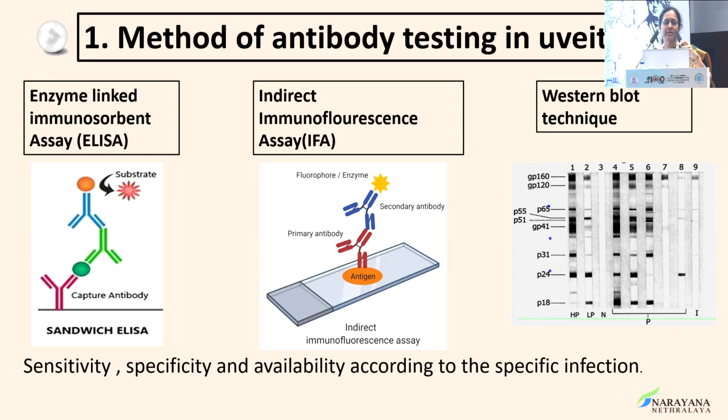The first question is, what methods can be used for antibody testing in infectious uveitis? We have ELISA, the commonly used one, that is enzyme-linked immunosorbent assay. The second one is indirect immunofluorescence assay. The third one is the Western blot technique. We choose the test depending upon the disease, the sensitivity of the test, the specificity of the test, the availability and affordability for the patient, and the specific infection.